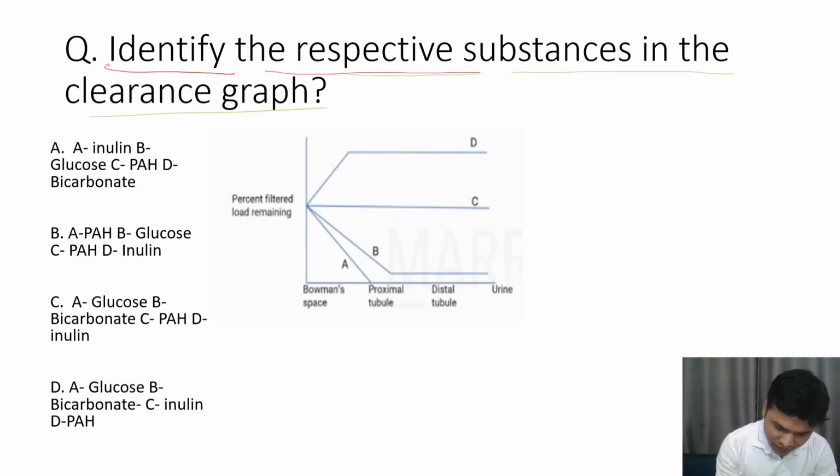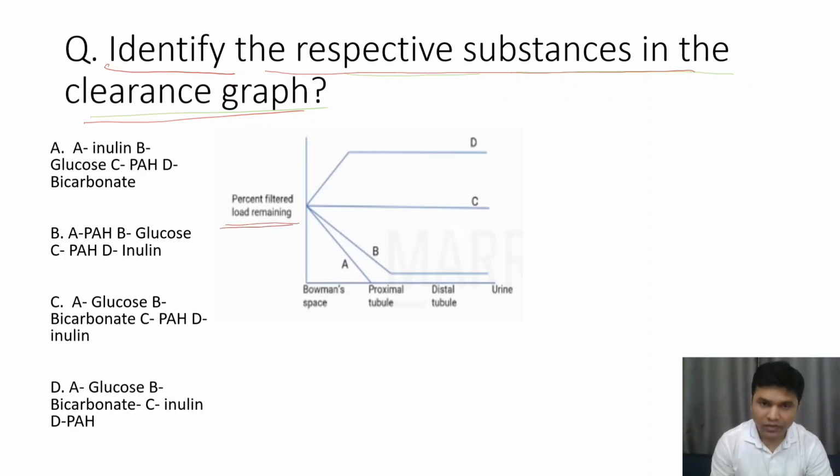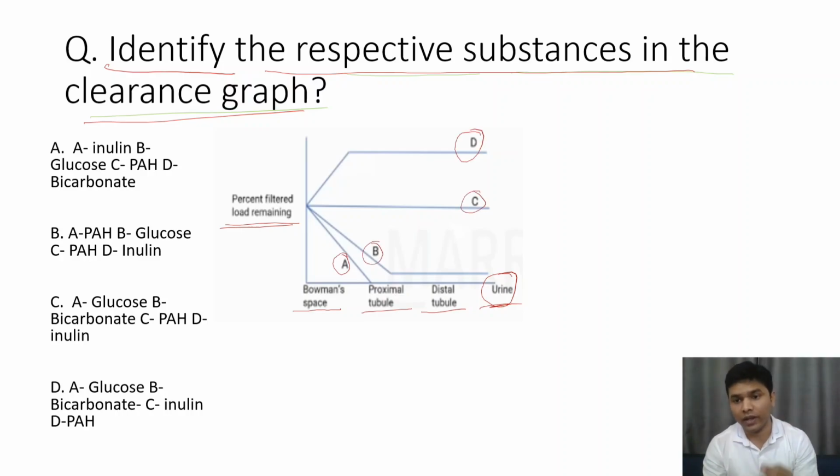Identify the respective substances in the clearance graph. So this graph is a clearance graph. As you can see, here is the Bowman's capsule, this is the proximal tubule, here is the distal tubule, and this is the last part, which is urine. The question is asking to identify the respective substances in the clearance graph. The substances here are A, B, C, and D. So we have to identify that.